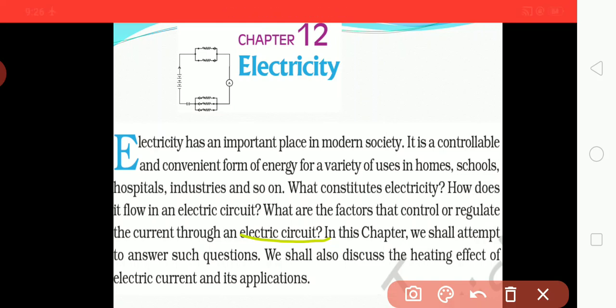All this we will study: how the electric current gets a heating effect, how the heating effect is seen due to the electric current, as well as what its applications are. Application means uses. All this we will study now.